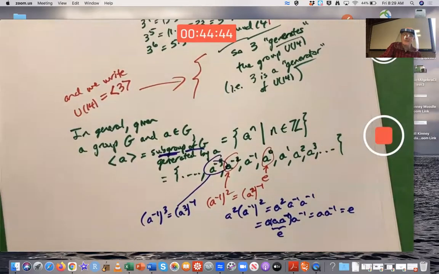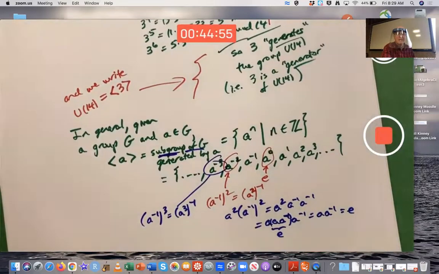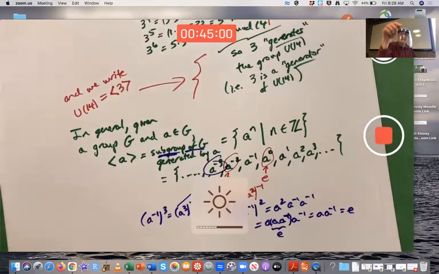I'm just realizing I forgot to plug my computer in. Just lowering the brightness. Did it lower it up there? Doesn't change the brightness there, does it? Okay, that's good.